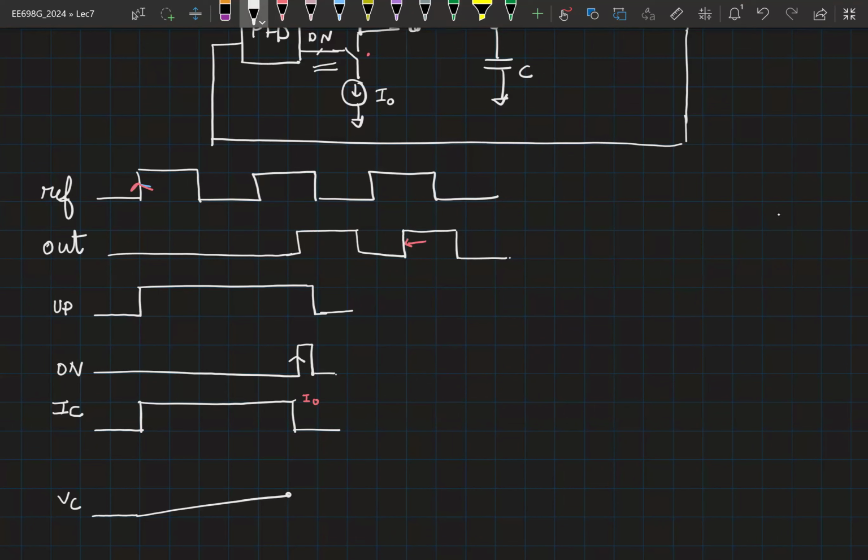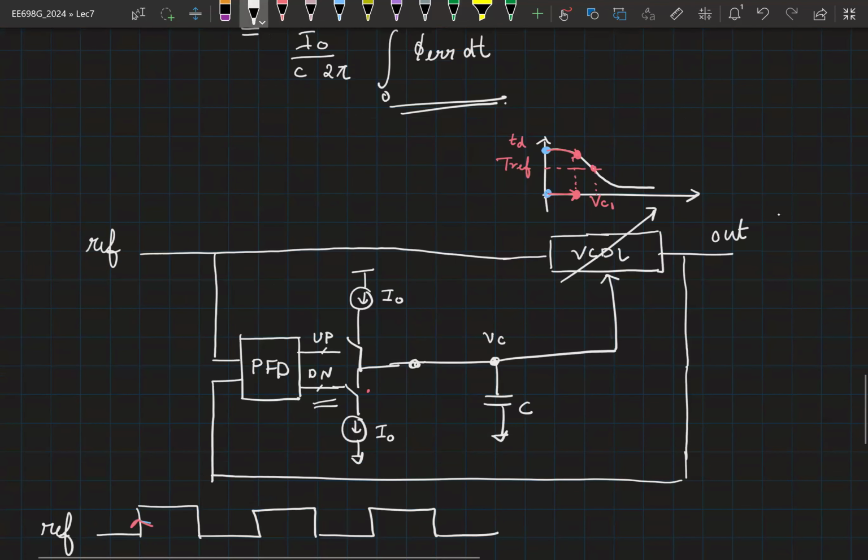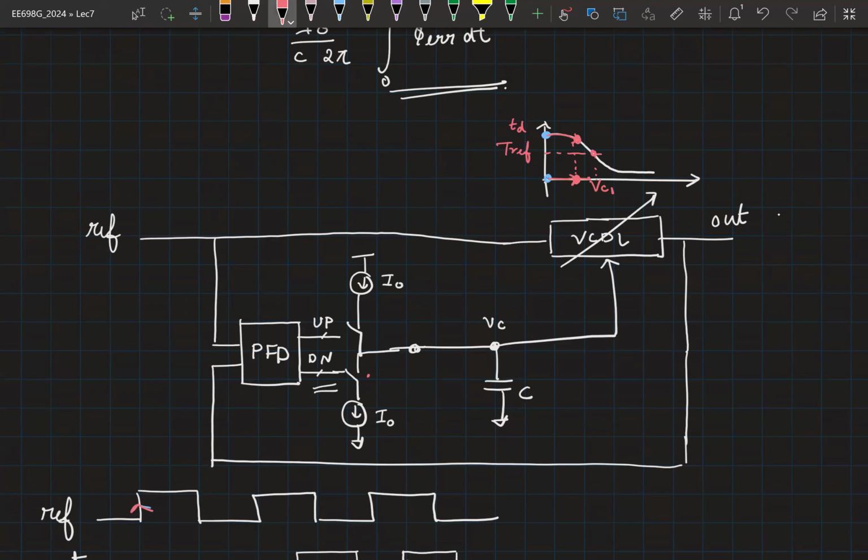Again, the up signal is going high here. The down signal goes high here, and then both of them will come down. So you have I naught getting pushed into the capacitor. Corresponding to that, you will again see a ramp. So this means your VC has increased further. So you are again moving in this direction.